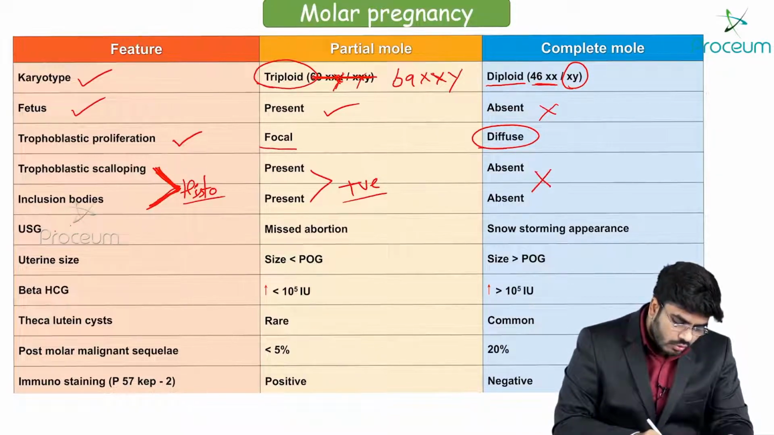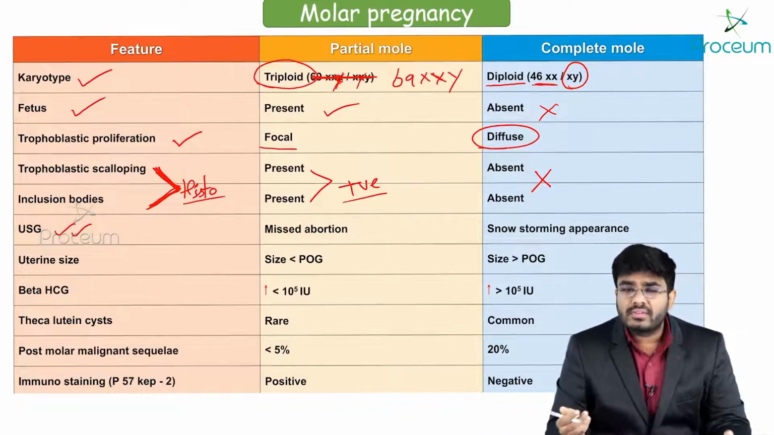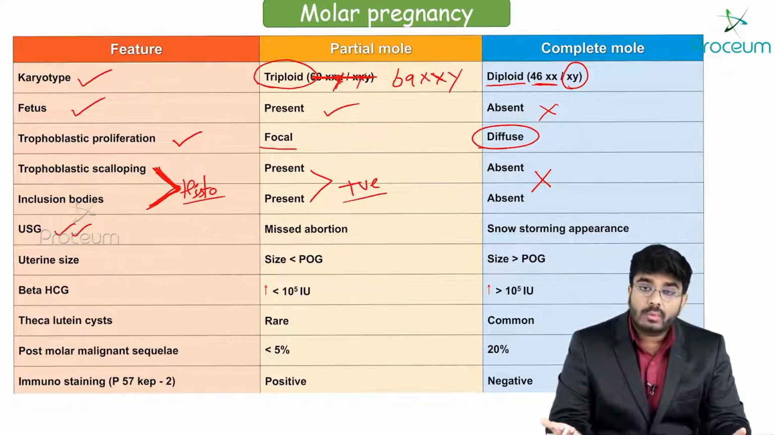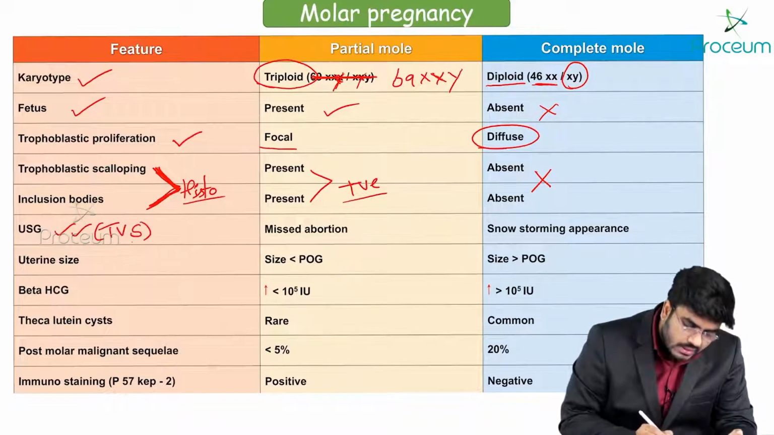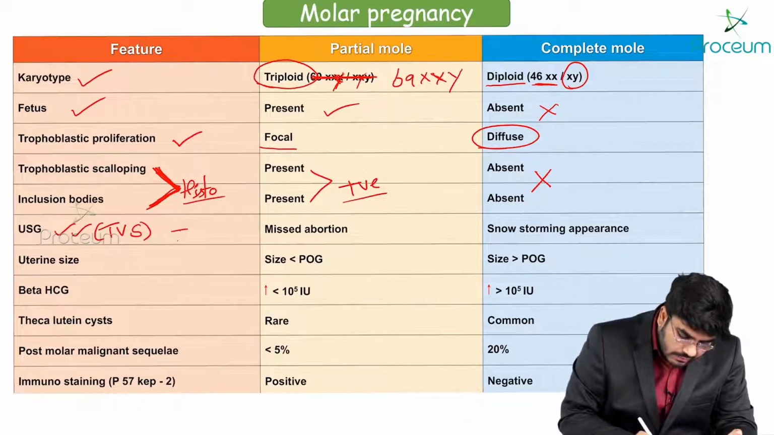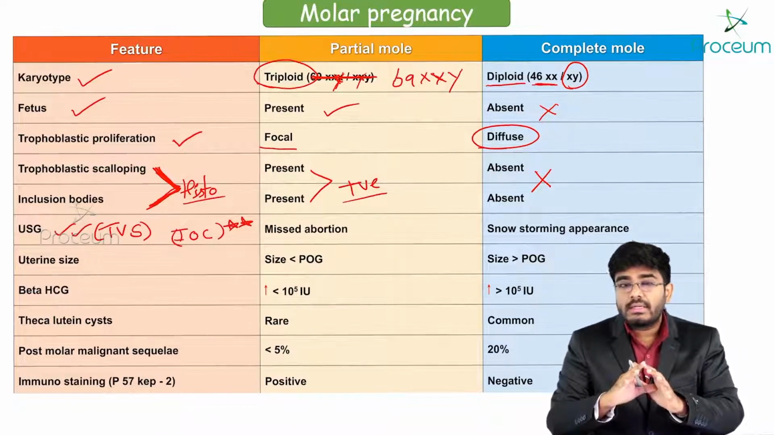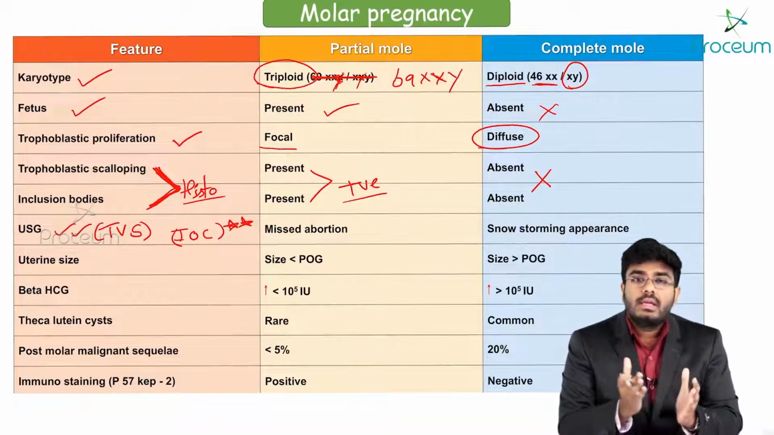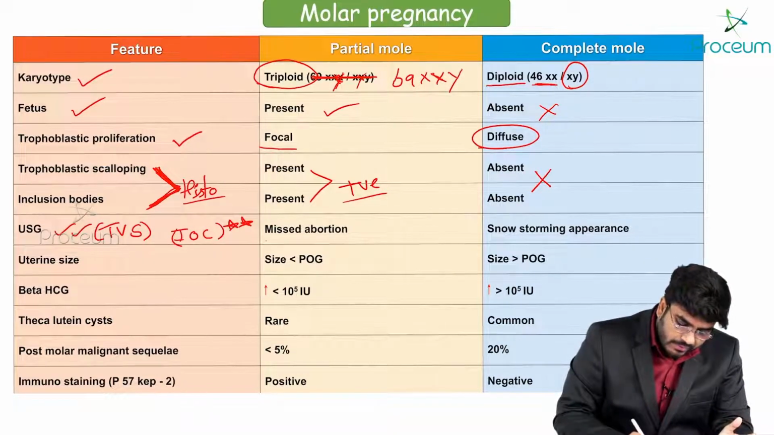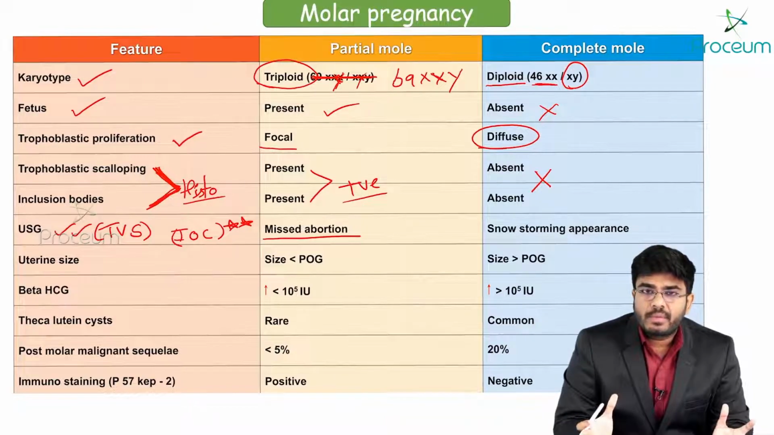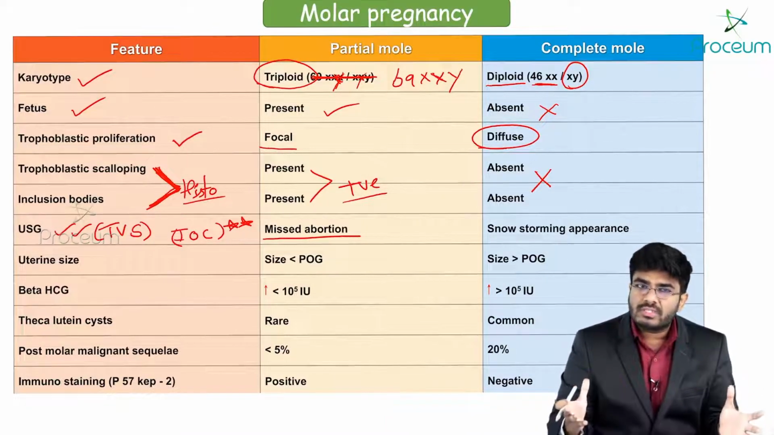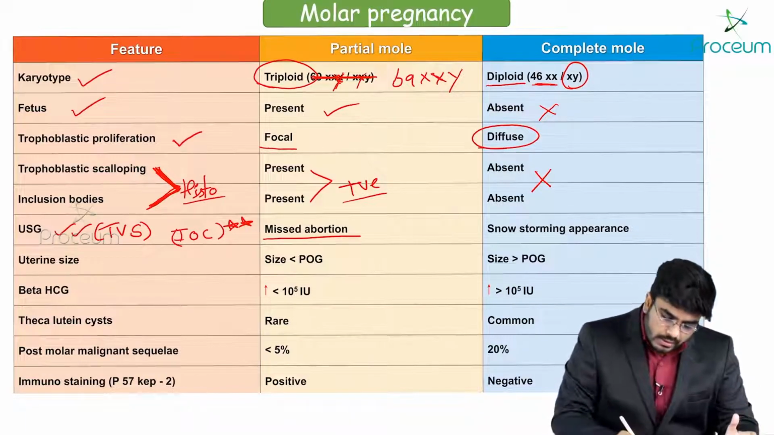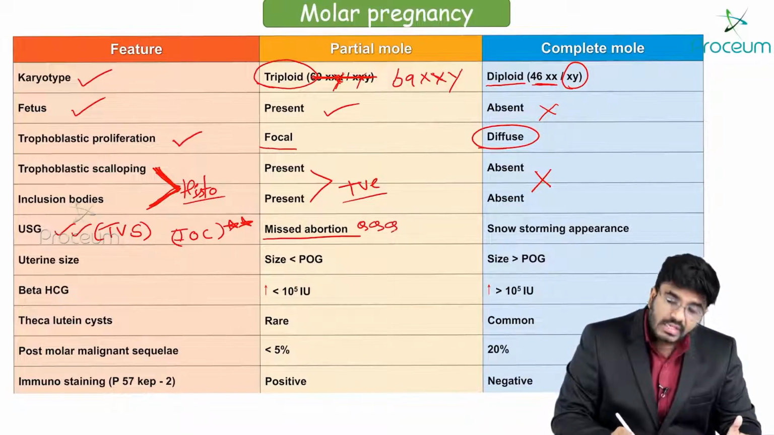Now, ultrasonography. The investigation of choice for molar pregnancy is transvaginal sonography. Remember this point, it's an MCQ. Now, if you look at the partial mole, it looks like a missed abortion. Why? Because some fetal tissue is present, and the fetus is not appropriate for the period of gestation. It's not growing. So on ultrasonography, it just looks like a missed abortion.